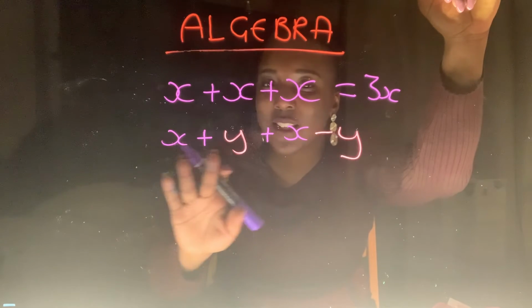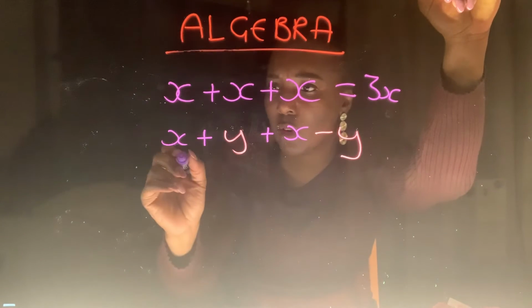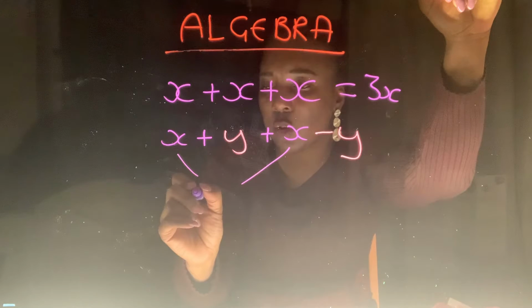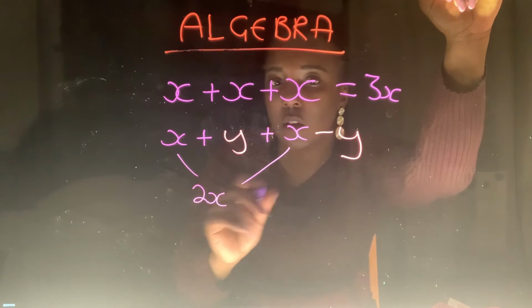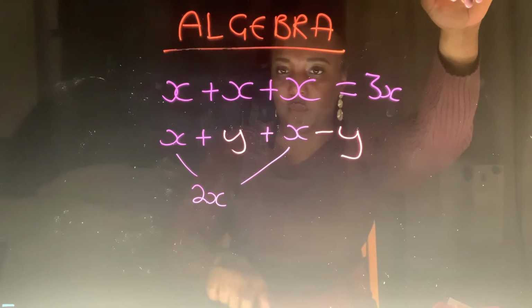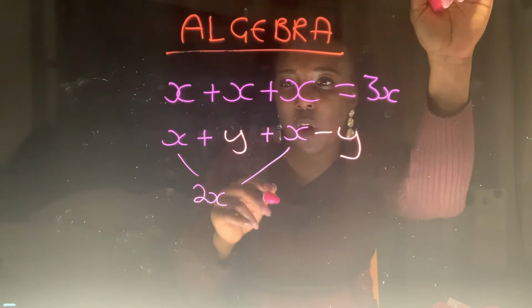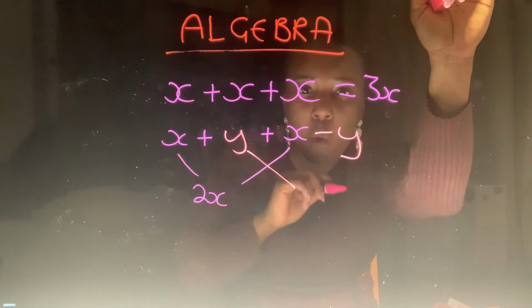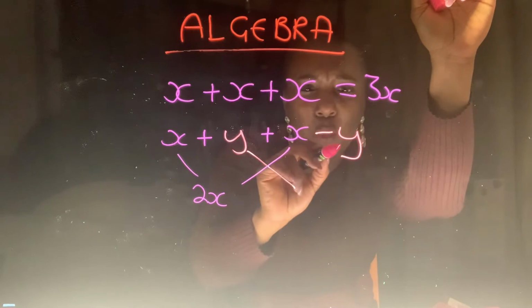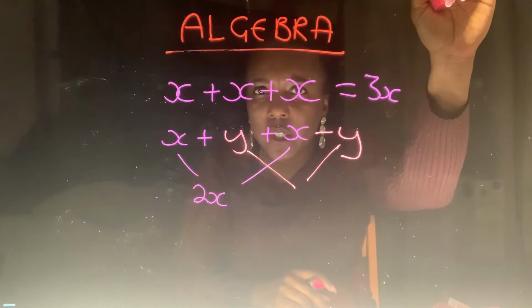So, I've got x here and I've got another x here. If I group those two together, how many x's have I got? 2 x's. Now, I wanted to step it up a bit. So, let's look at how we're grouping these y's. I've got a y here and then I'm taking away a y.